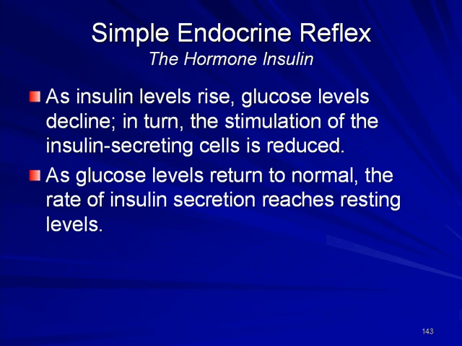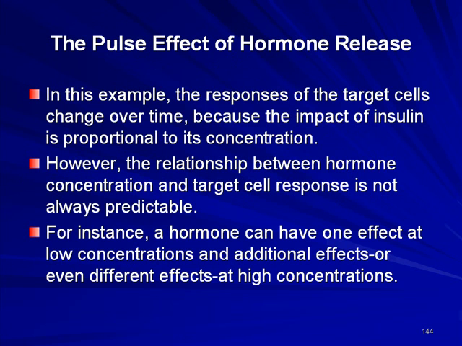As insulin levels rise, glucose levels will decline because insulin takes the glucose out of the circulation and brings it inside the cell. Stimulation of insulin secreting cells will then be reduced. As glucose levels return back to normal, the rate of insulin secretion reaches a resting level. That's a simple endocrine reflex.